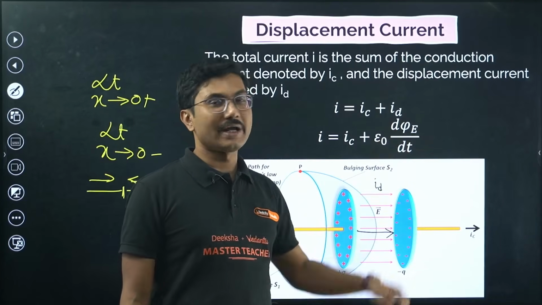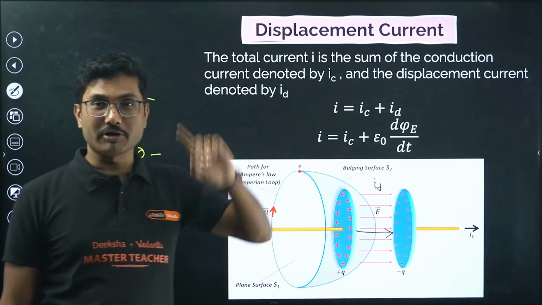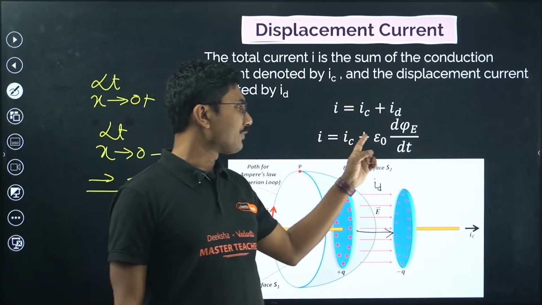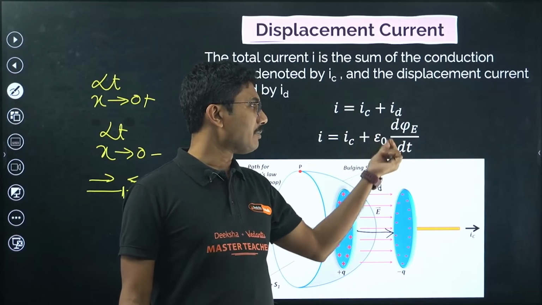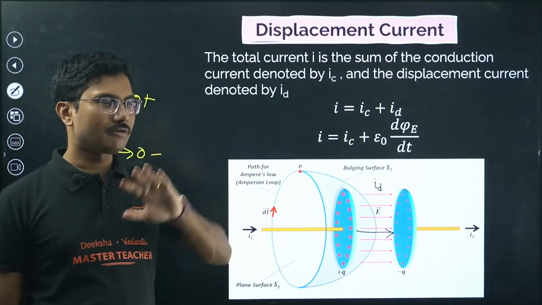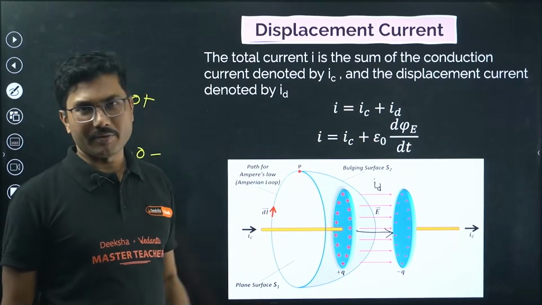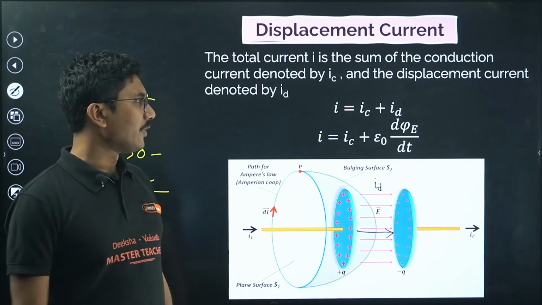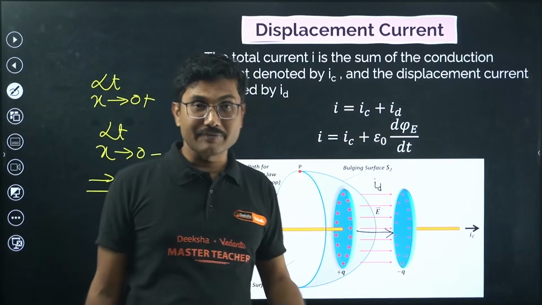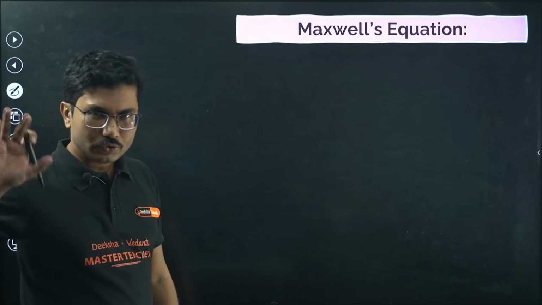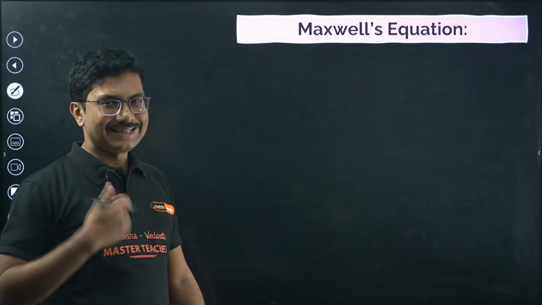Here phi E is the electric flux. In Gauss's law chapter we have studied it. Epsilon naught is the free space permittivity, so the term is epsilon naught d phi E by dt. That derivation is obviously not part of your syllabus. We studied it in our graduation when I was studying physics. It was a very important derivation, how we have to derive this. Anyway, that is the basics of displacement current.